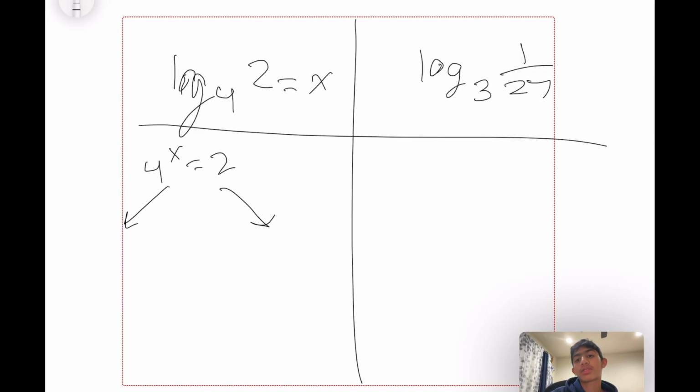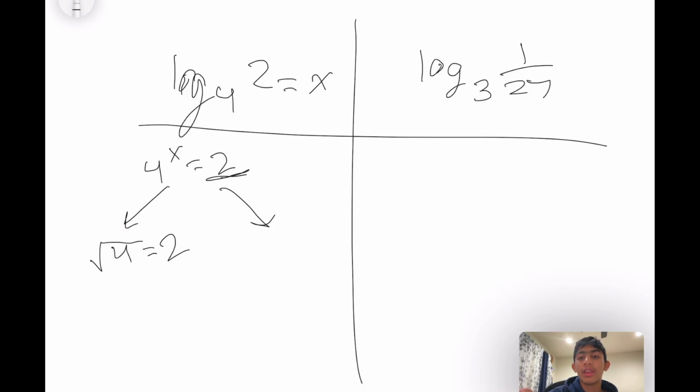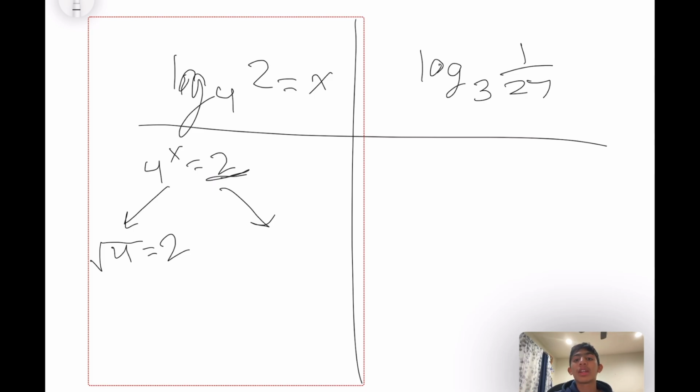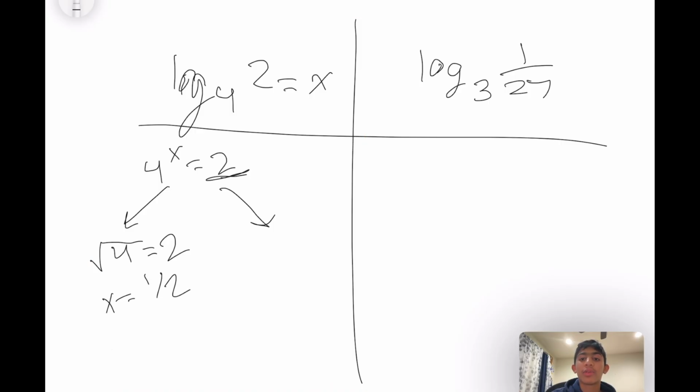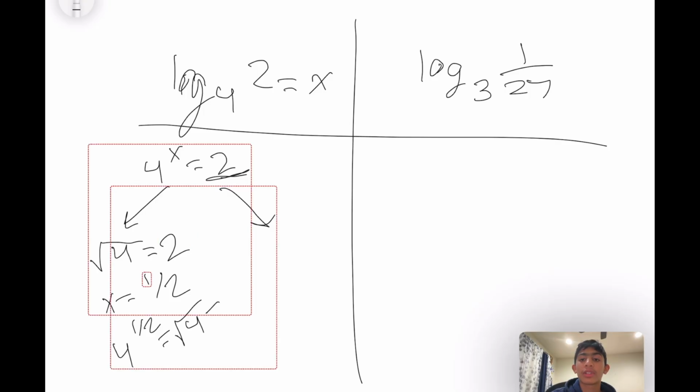First, you can just visualize it. 2 is the root of 4. So this means that the root of 4 is equal to 2. And if you recall that roots as exponents are 1/2, a square root, this means that x is equal to 1/2, because 4 to the power of 1/2 is equal to the square root of 4, which is equal to 2.